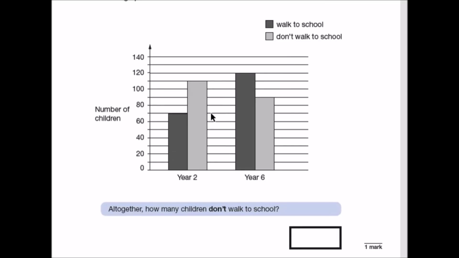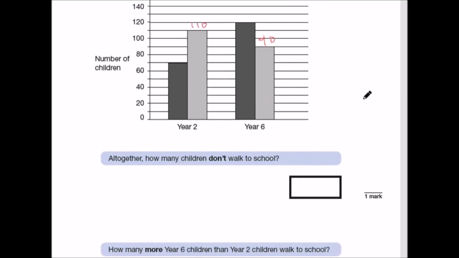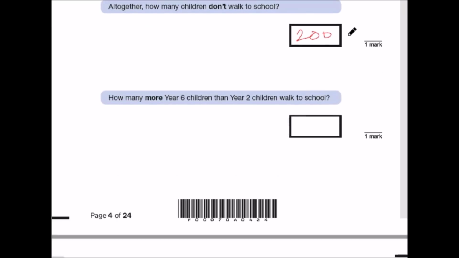So don't walk is the light shaded one. So if we look at year 2, how many do we have there exactly? Well, year 2 has about, if you look on this line, 110, whereas year 6 have exactly 90. So now all you want to do is literally add up these numbers. So 110 plus 90 should give you 200. Okay, good. So that's one done.